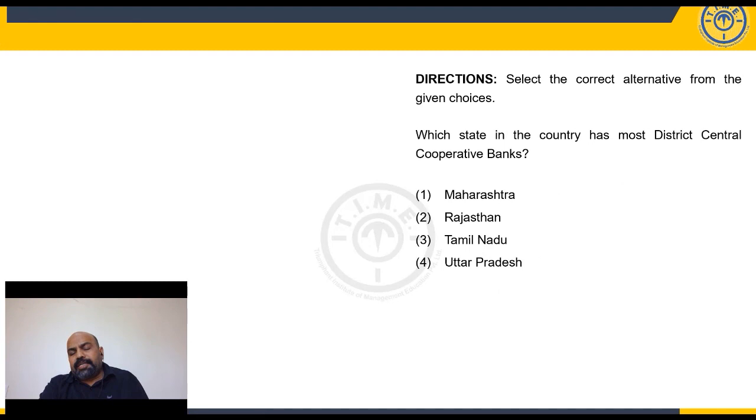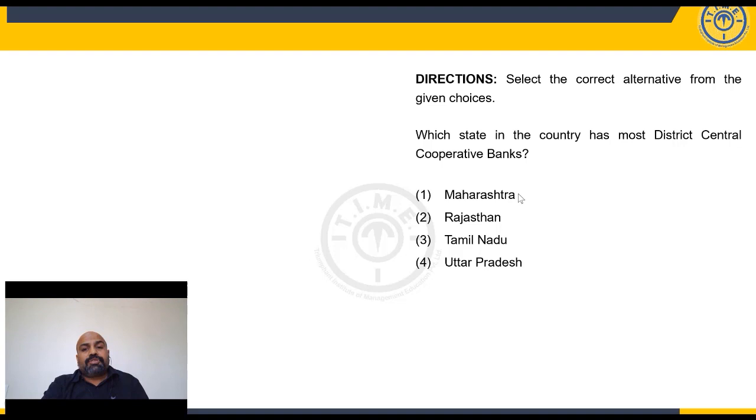Which state has the highest number of districts? Uttar Pradesh. So that's the answer. Uttar Pradesh's Chief Minister is Yogi Adityanath. It also has the highest number of Lok Sabha constituencies, that is about 80.